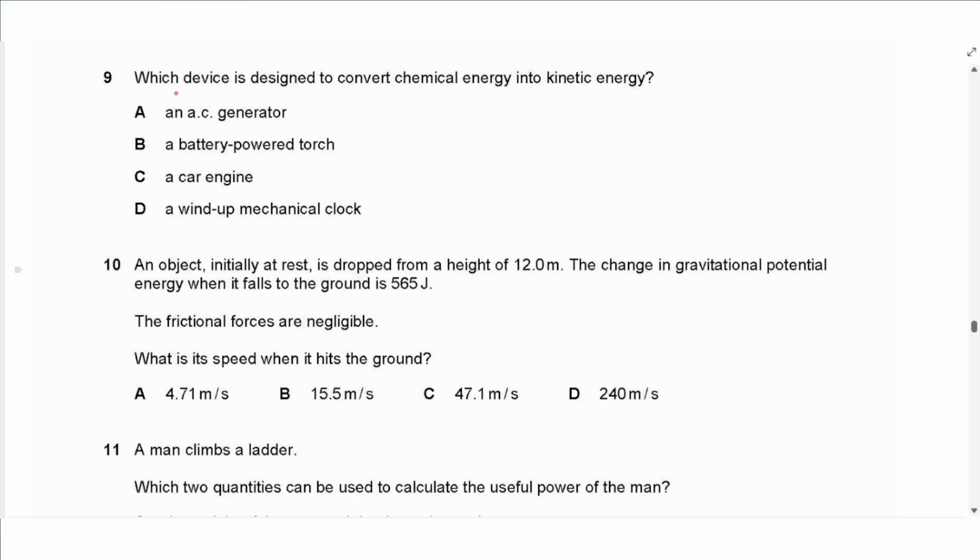Question 9 says, which device is designed to convert chemical energy into kinetic energy? So an AC generator produces electricity, not kinetic energy. Battery powered torch that produces light. A car engine, yes, converts chemical energy from fuel into kinetic energy in the motion of the car. So this is the answer. A wind up mechanical clock does not use chemical energy, but it does produce kinetic energy. But winding up uses elastic energy or strain energy. So the answer here is C.